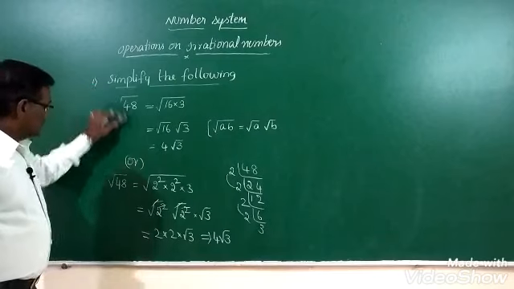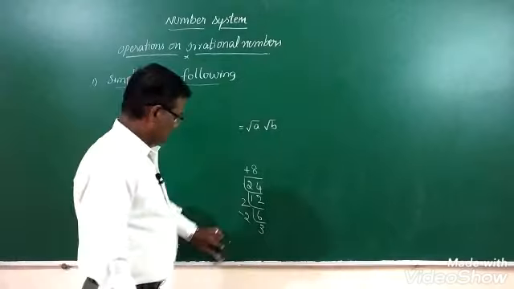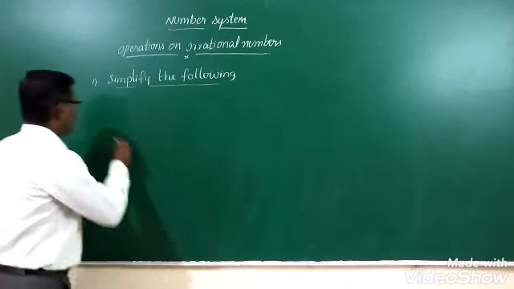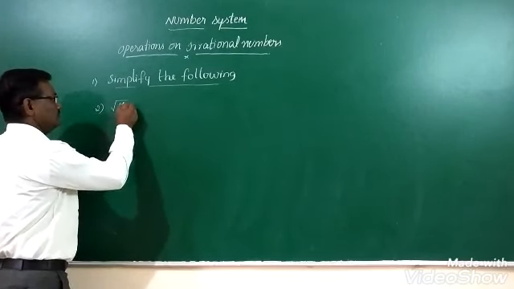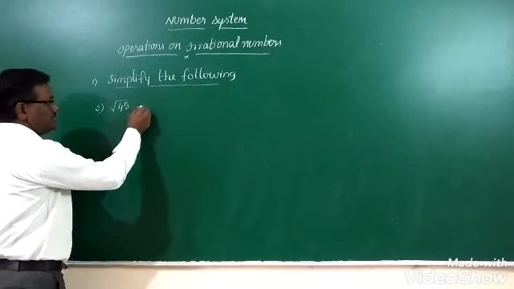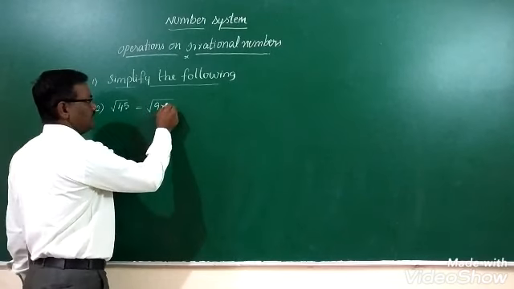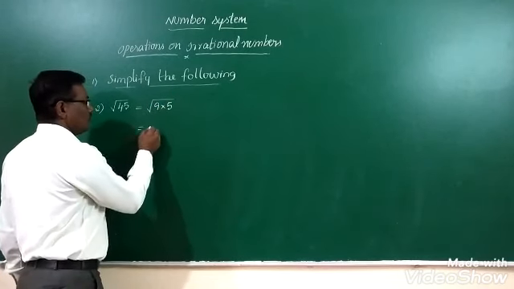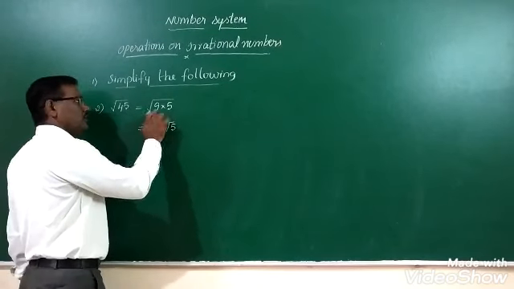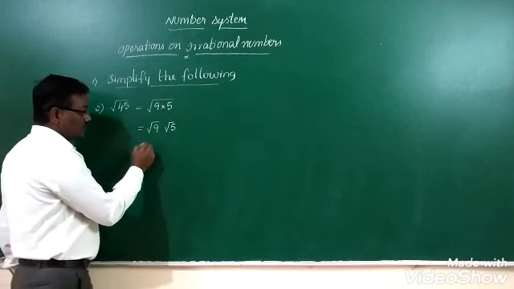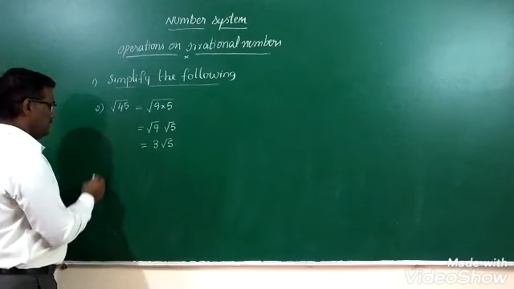Right? So, let us go with the second problem. Root 45. Root 45 is equal to, yes, we know that 9 5s are 45, 9 into 5. Here, root 9 into root 5. We can split the root for both the terms. Root 9 is 3, root 5 as it is. This is the simplified form.